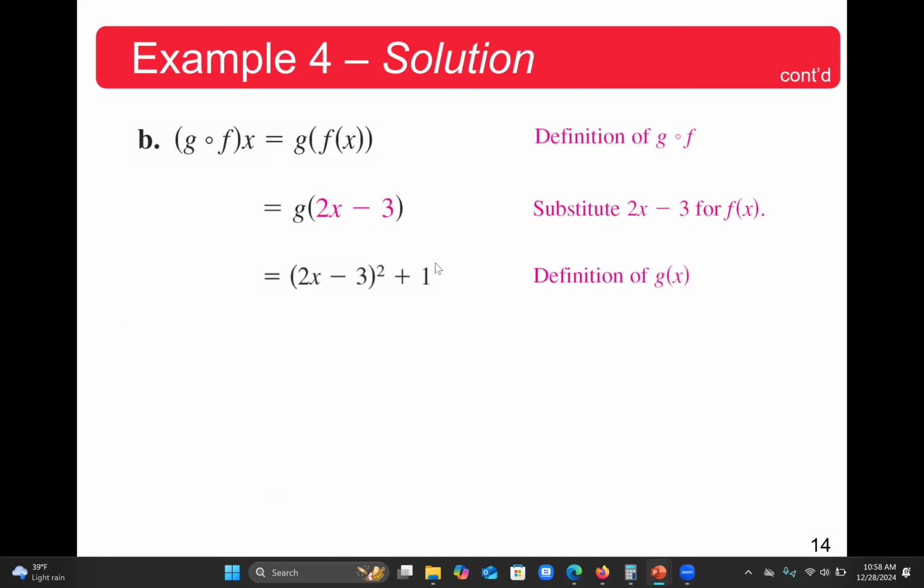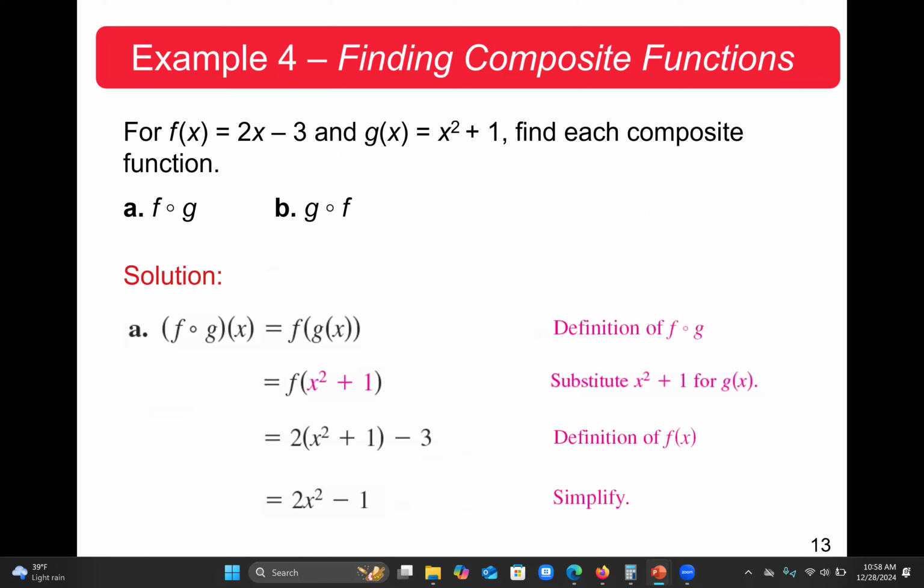So we have s squared plus 1. So it will be 2s minus 3 squared plus 1. And that gives us 4s squared minus 12s plus 10. Now we should note that f composite g at x is not equal to g composite f at s. As we can see the answer here, this gives us 4s squared minus 12s plus 3 plus 10. And the previous one gave us 2s squared minus 1, which is f composite g at x.